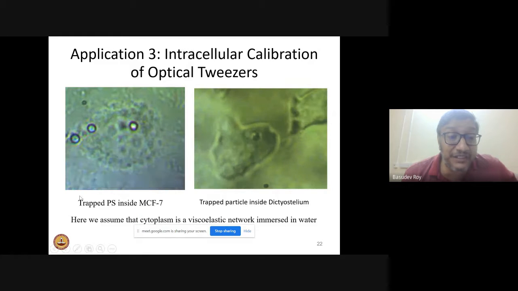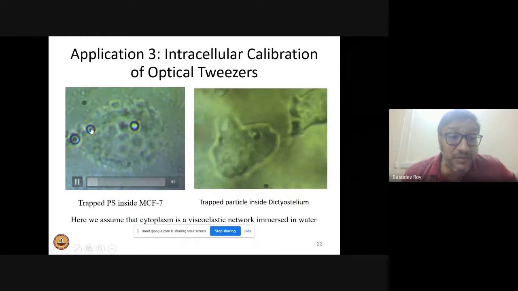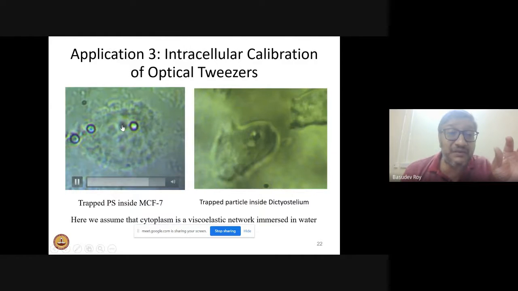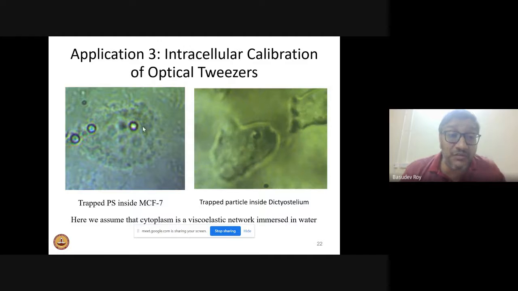Let me play this again. This one moves. You can clearly see it is moving. That's how particles, if you put them inside a cell, will move around. But this particle is not moving because it is held in optical tweezers.